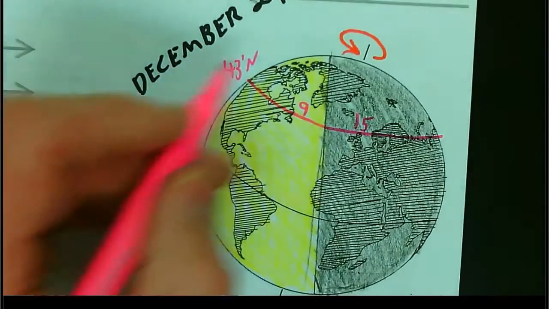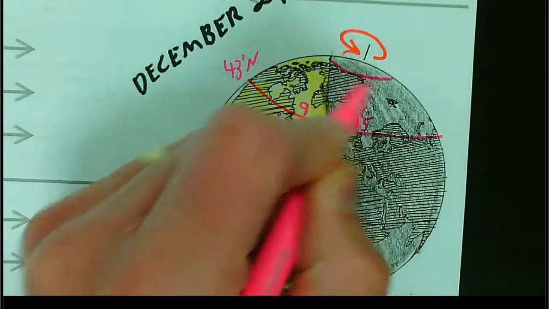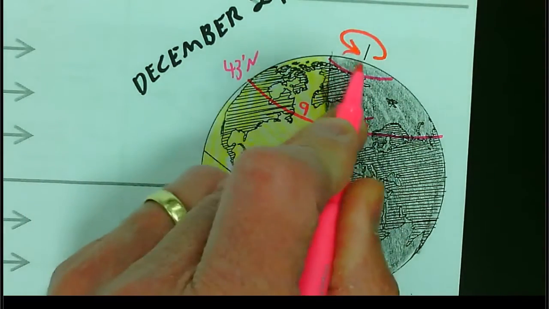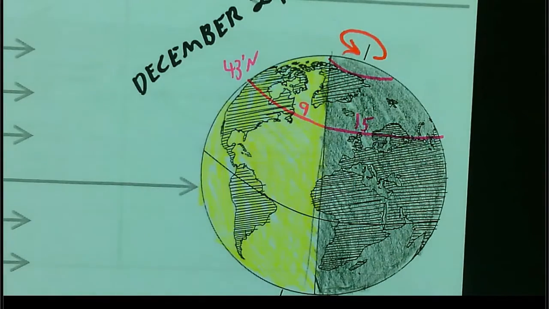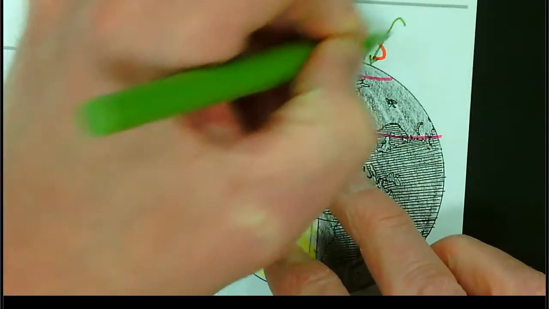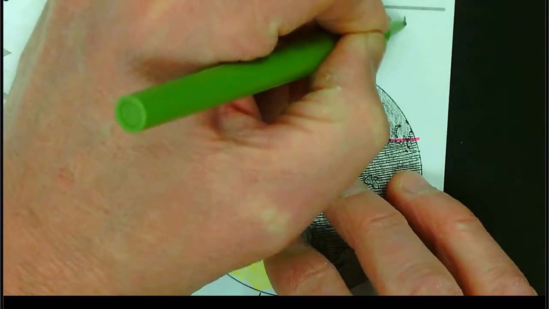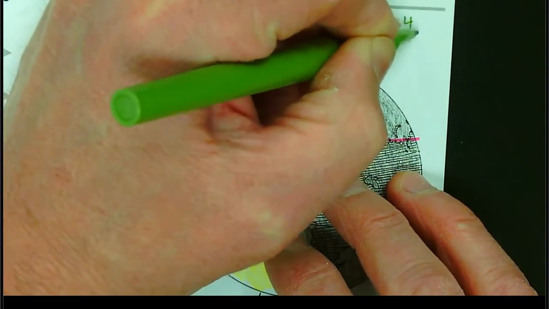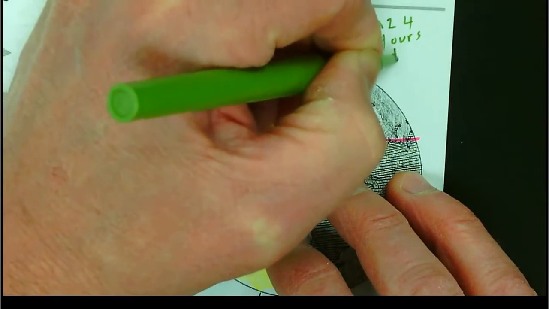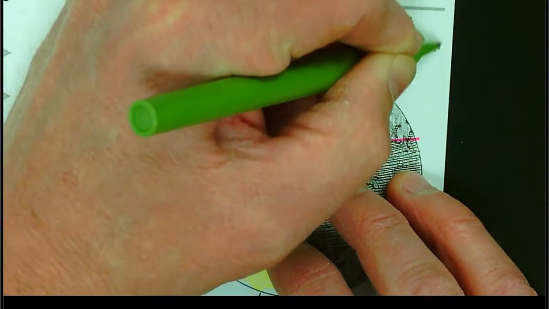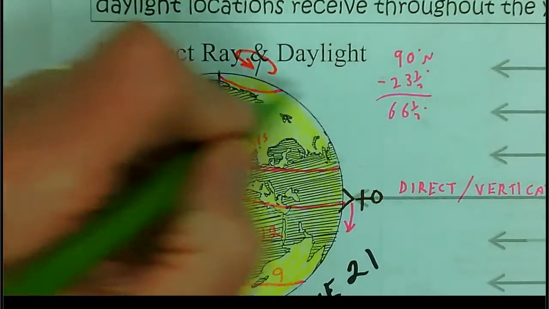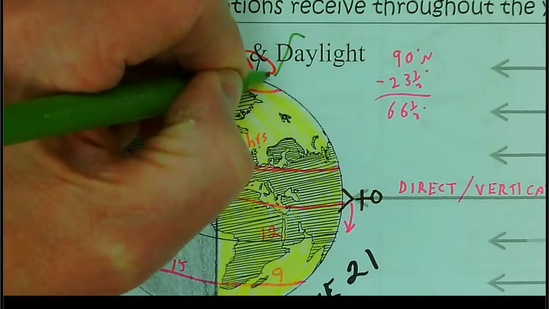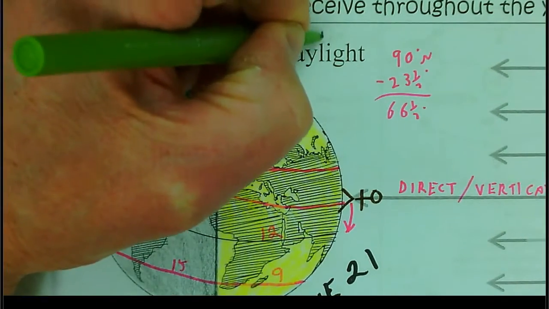6 months later, look what happens if you're north of that line. You spin all you want, you're never going to hit daylight. You're getting 24 hours of nighttime now. Where earlier, 6 months earlier, when you're tilted towards the sun, you're getting 24 hours of light.